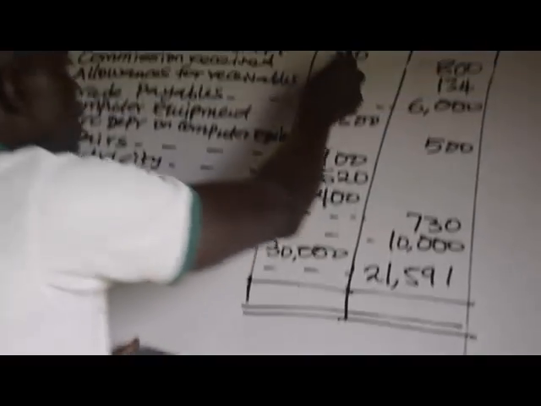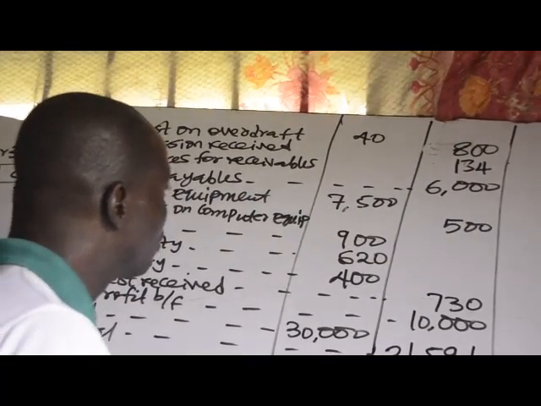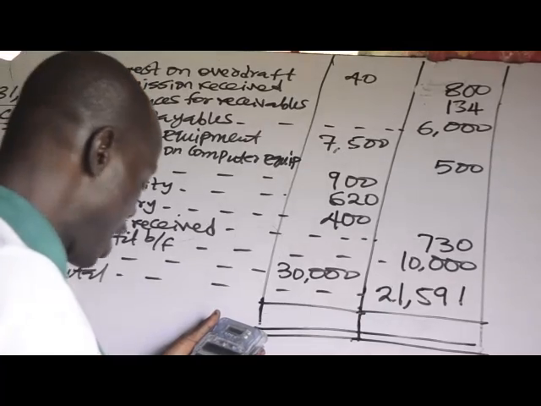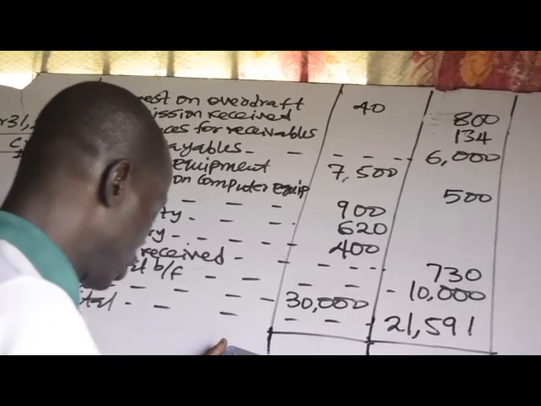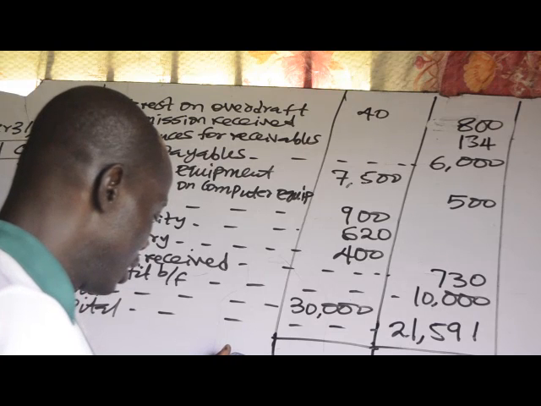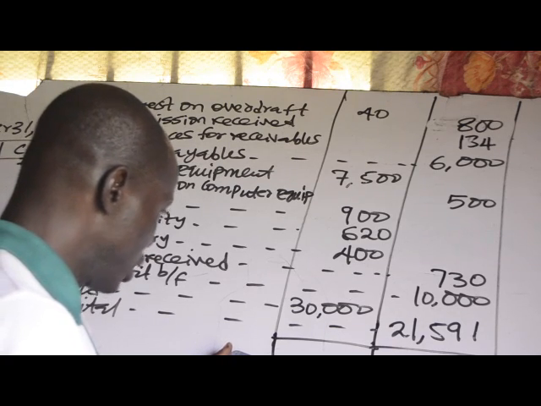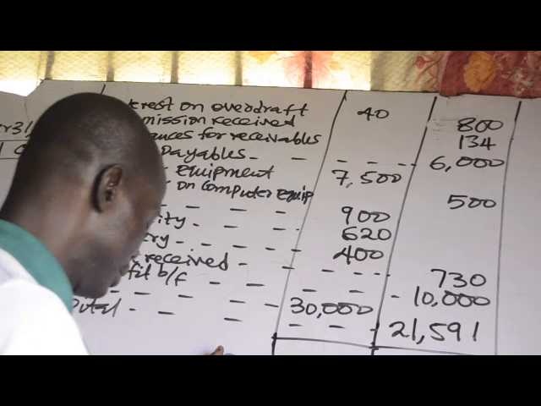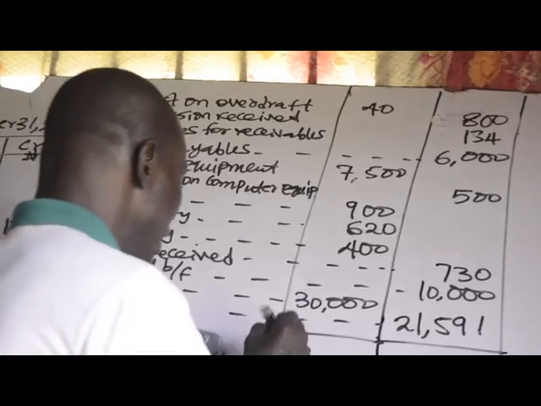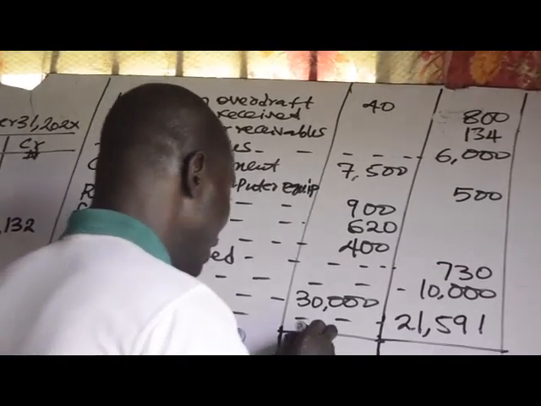Then plus 40 plus 7,500 plus 900 plus 620 plus 400 plus 30,000. The debit side is totaled 73,867.